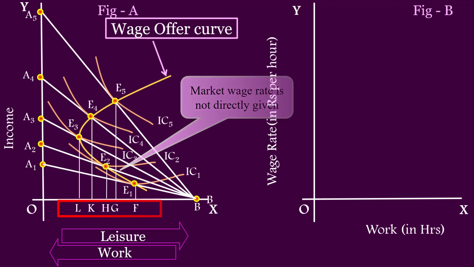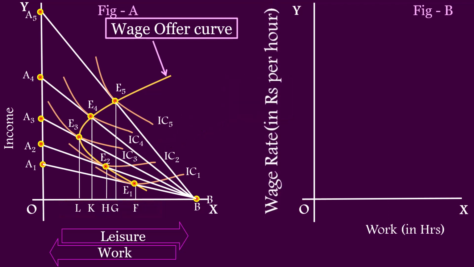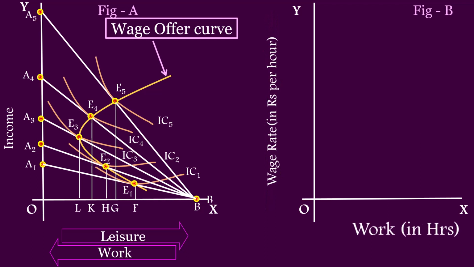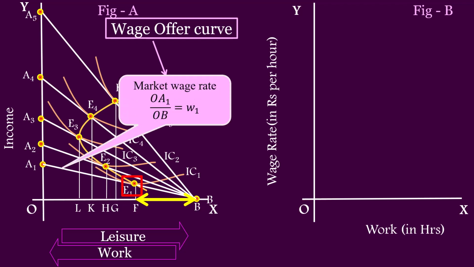In figure B, we measure wage rate along the y-axis and hours of work along the x-axis. Take the initial equilibrium E1 along the wage line A1B. At equilibrium, the worker offers to work for BF hours, shortly F hours. The market wage rate is OA1 by OB, W1. It means at W1 wage, the worker supplies F hours of work. Let us plot this point and name it as M in figure B.